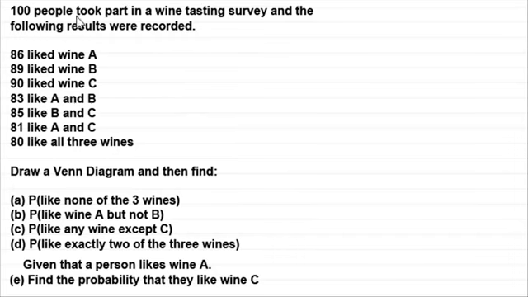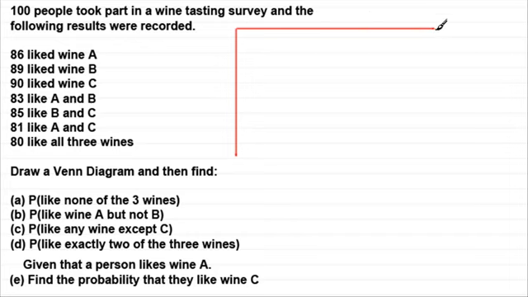We've got 100 people took part in a wine tasting survey, and the following results were recorded. And I've listed what those results were. 86 like wine A, and so on. Okay? And what we're going to do is, first of all, display this information in what is called a Venn diagram. Now, a Venn diagram is basically a diagram that sorts out our information.